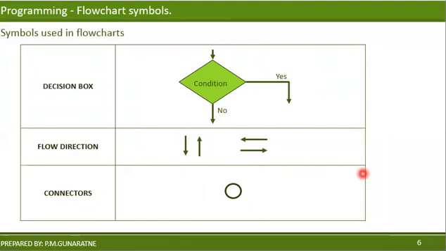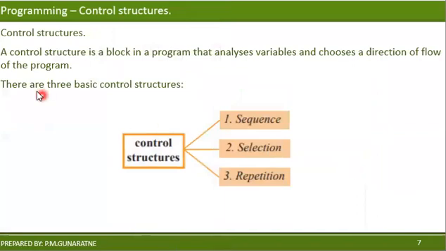Okay, right. So the control structures. A control structure is a block in a program that analyzes variables and chooses the direction of flow of the program, right? There are 3 basic control structures. You call them sequence, selection, and repetition. But in this lesson, we are not going to focus on repetition. We are only going to focus on these two, sequence and selection. So where could you find control structures?